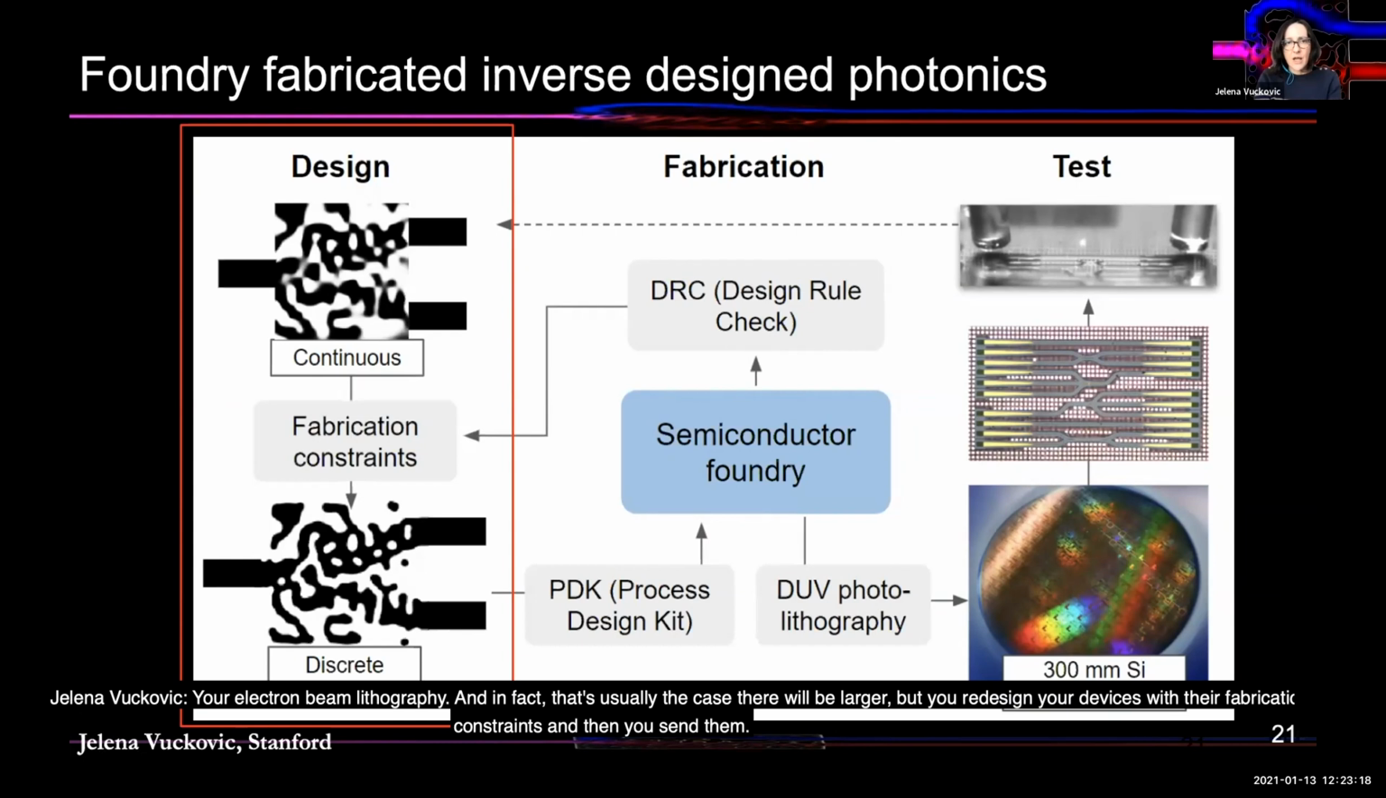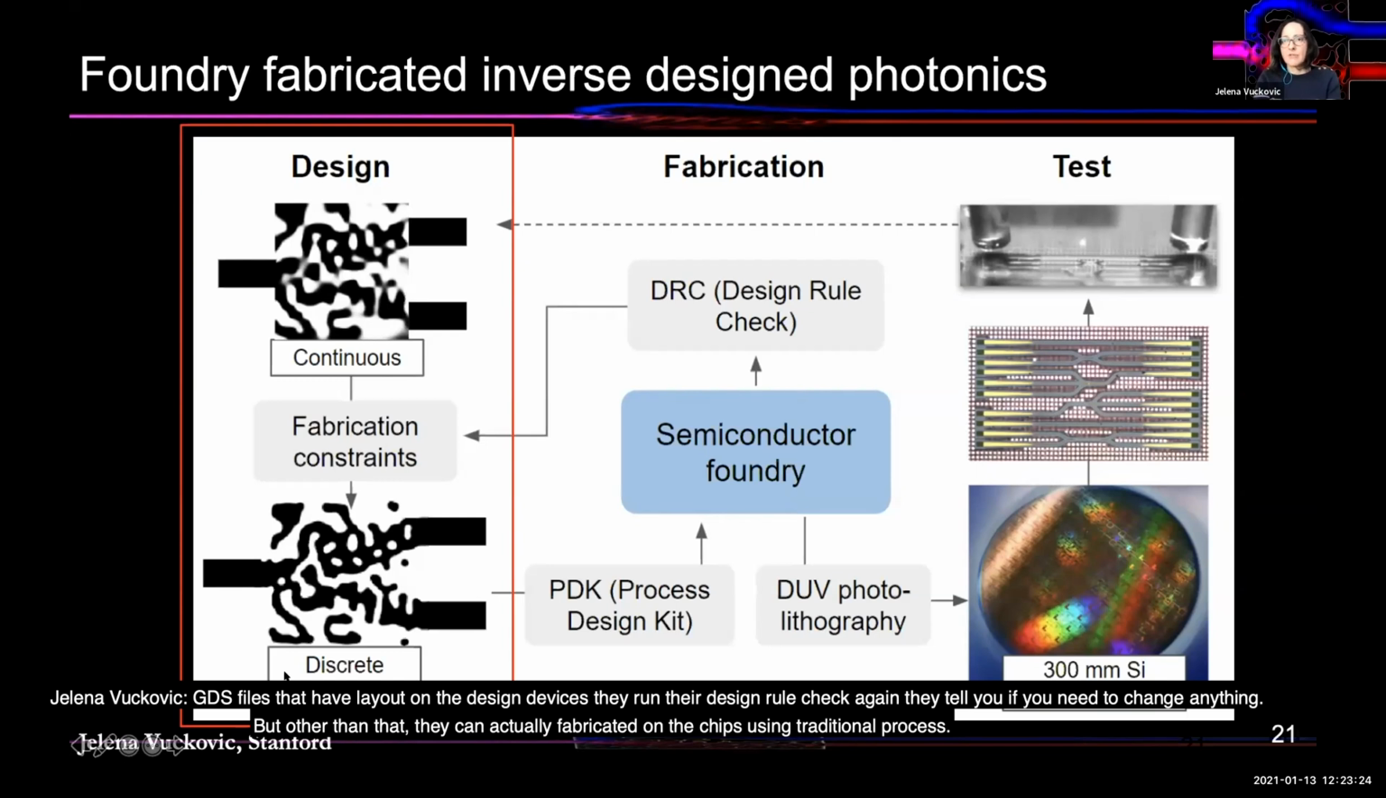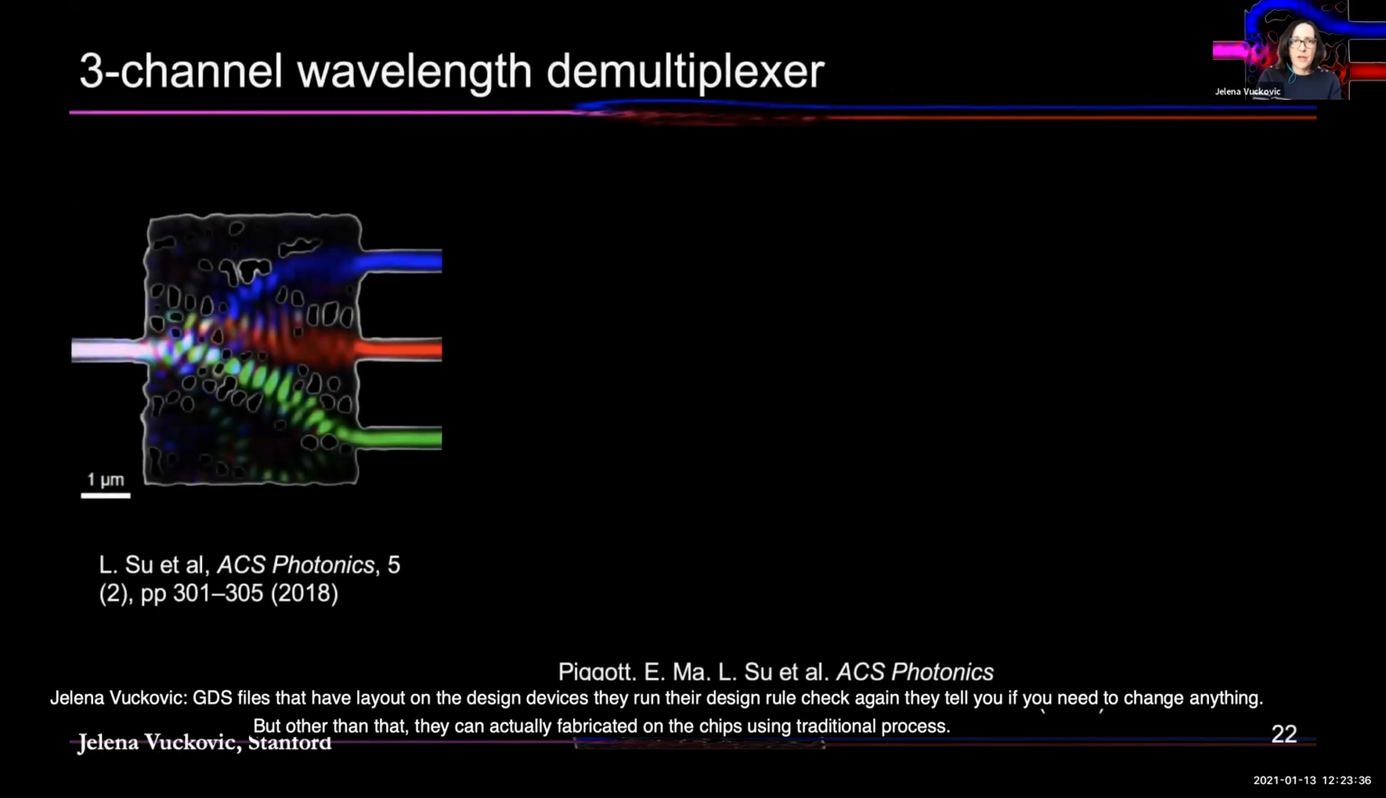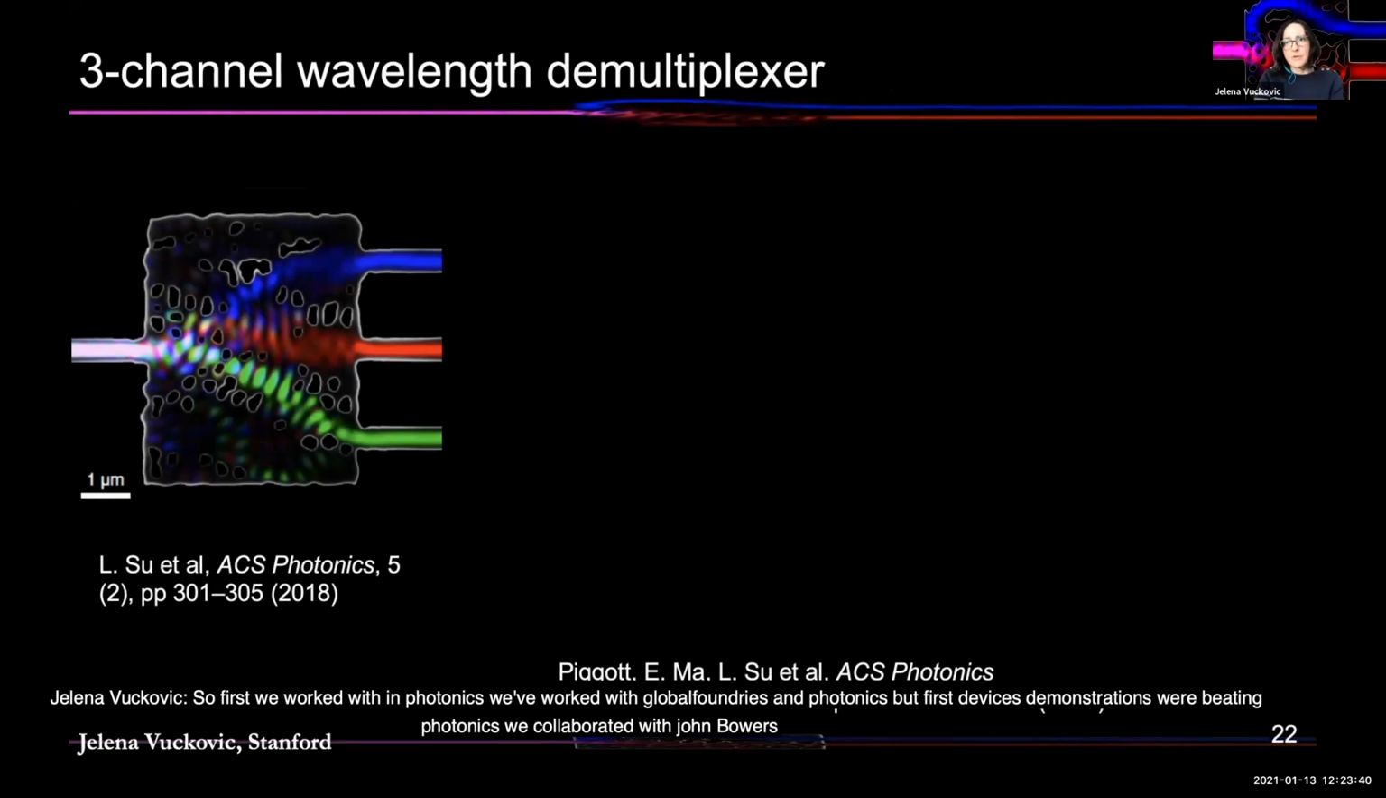They're a little bit larger, but you redesign your devices with their fabrication constraints, and then you send them GDS files that have layout on the design devices. They run their design rule check again. They tell you if you need to change anything, but other than that, they can actually fabricate it on the chips using traditional process. So first we worked with AIM Photonics. We worked with Global Foundries and AIM Photonics, but first device demonstrations were with AIM Photonics.